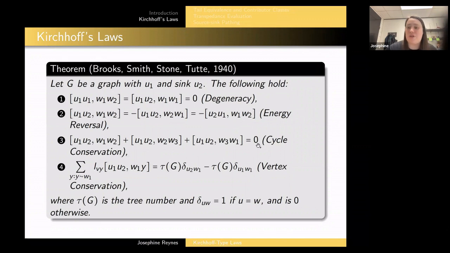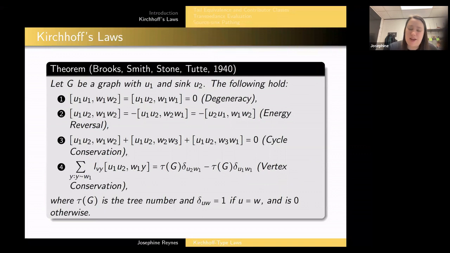It sums to 0, so you have cycle conservation of energy. And then the last one is the most confusingly written, but it's basically saying if you look at all vertices adjacent to a specific vertex W1, and you look at the appropriate transpedance value with the appropriate indicator if it is present in the adjacency matrix, or Laplacian matrix actually, and then you look at these transpedance sums, what you get is that it is the tree number times the Kronecker delta function minus the tree number times this other Kronecker delta function.